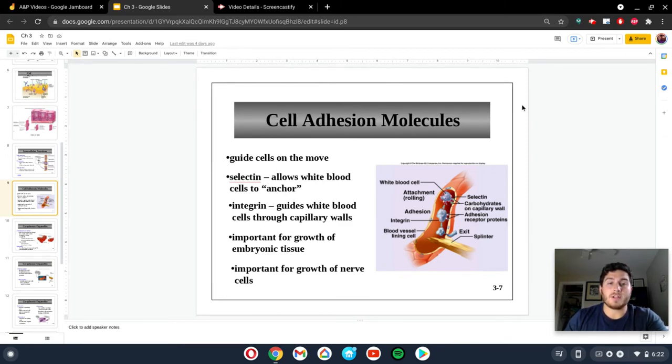These molecules are going to guide cells that are moving around. So, for example, in the body, a molecule such as selectin is going to help allow white blood cells to anchor to a zone in case of an injury. So, in this picture here, you can see that there is a splinter, and this little piece of wood just went into a blood vessel. That's not good. It's going to cause some damage, right?